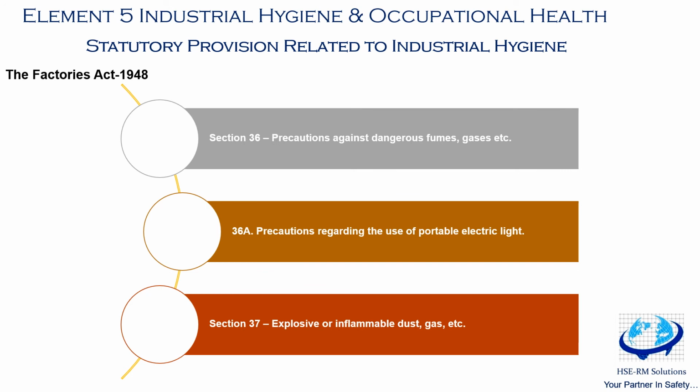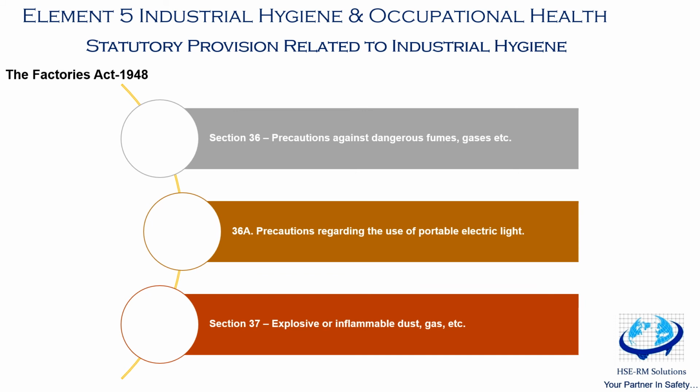Now coming to section 37, that is on explosive or inflammable dust and gas, etc. Where in any factory any manufacturing process produces dust, fumes, gas or vapors of such character and to such extent as to be likely to explode on ignition, all practicable measures shall be taken to prevent any such explosion by effective enclosure of the plant or machinery used in the process, removal or prevention of accumulation of such dust, gas, fumes and vapors, and exclusion or effective enclosure of all possible sources of ignition.